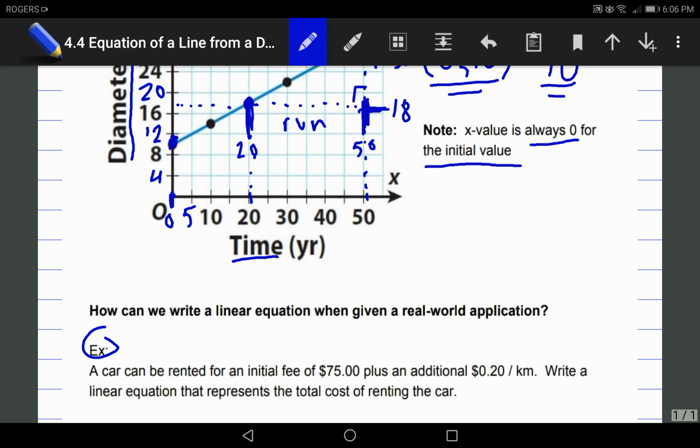Okay, so all we have to do is write an equation. And remember that the general form for an equation is y equals rate of change times x plus my initial value. So all we have to do is identify which one of these two numbers is my rate of change and plug it in there, and which one of these numbers is my initial value and plug it in there, and we're done. It's that simple.